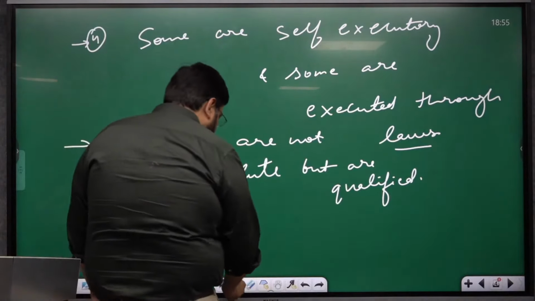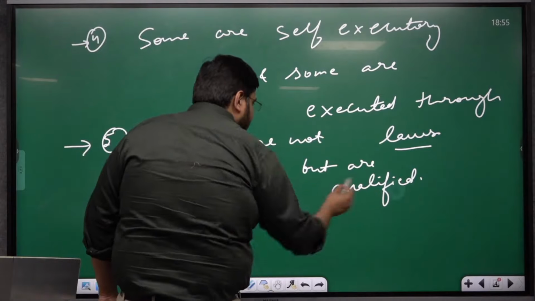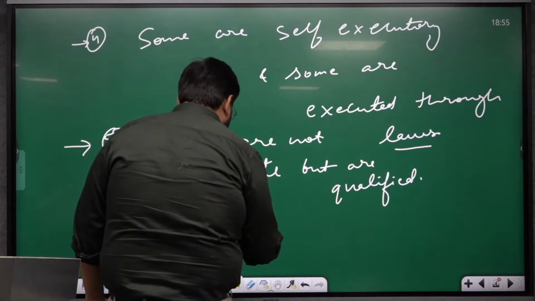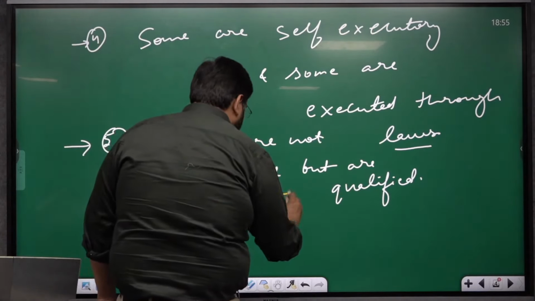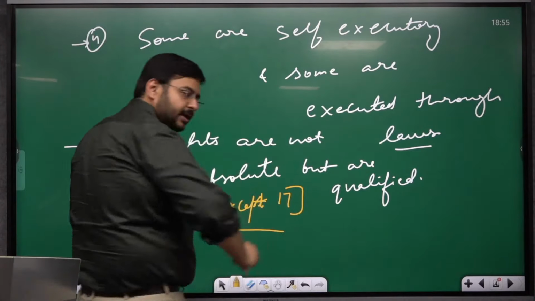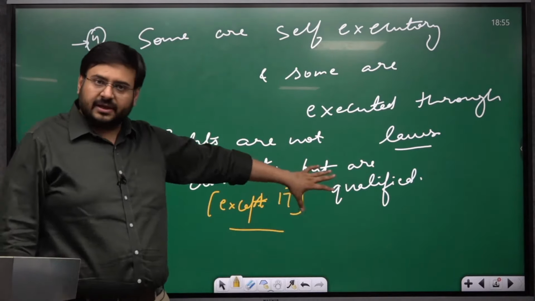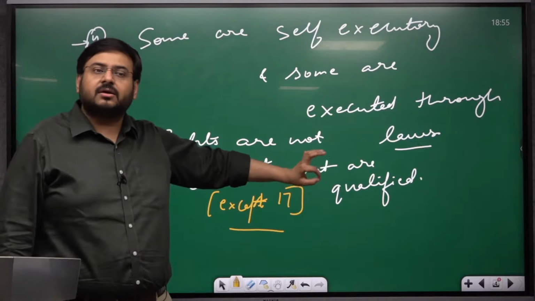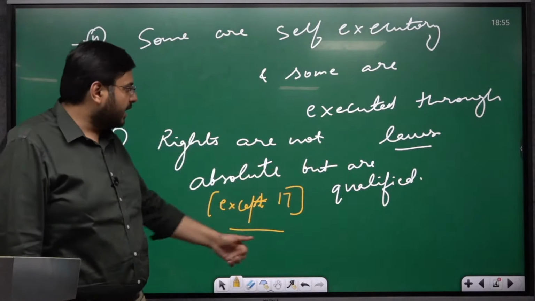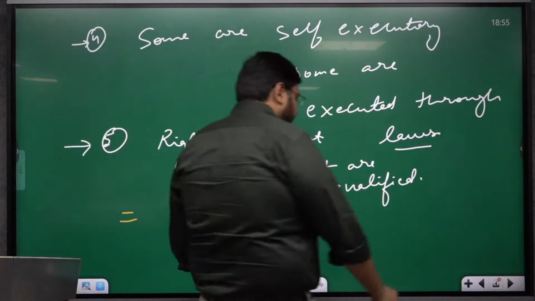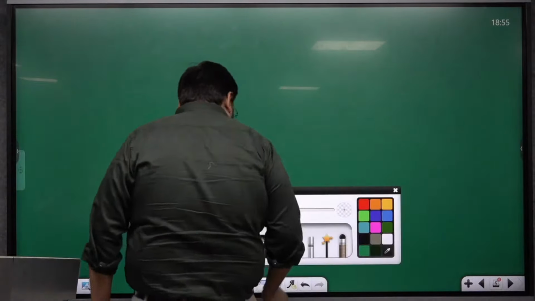But for the simple thing, the rights are not absolute, they are qualified, except Article 17. Is it clear? This point is clear? So the rights are not absolute, they are qualified. Then, yes, beta.